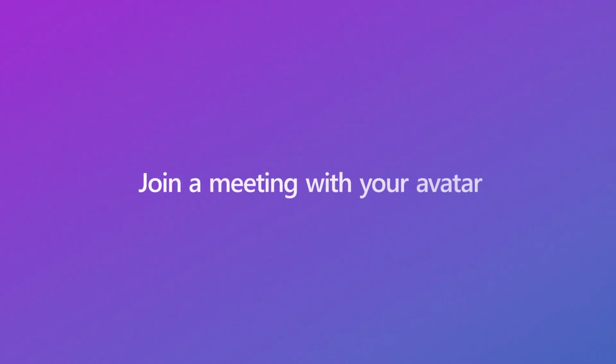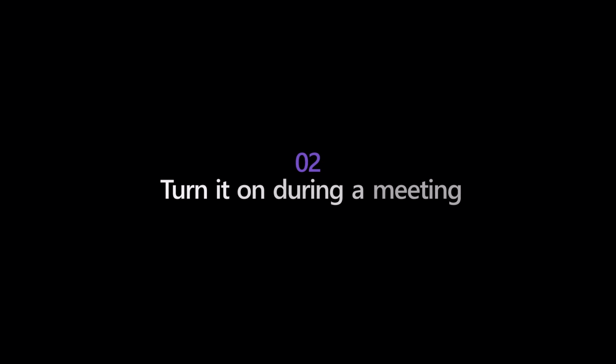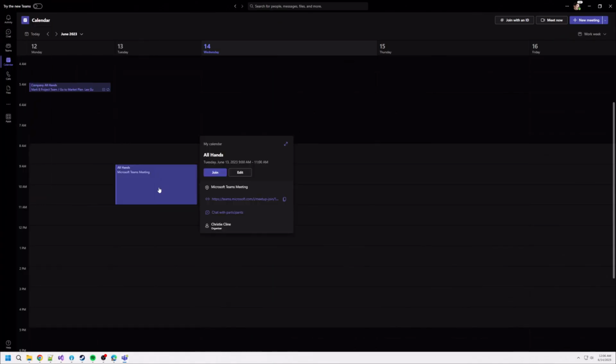After you've created your avatar, it's time to use it in a meeting. There are two ways to join a meeting with your avatar. The first is to start the meeting with your avatar on, and the second is to turn it on during the meeting. To join a meeting, open your calendar invite.